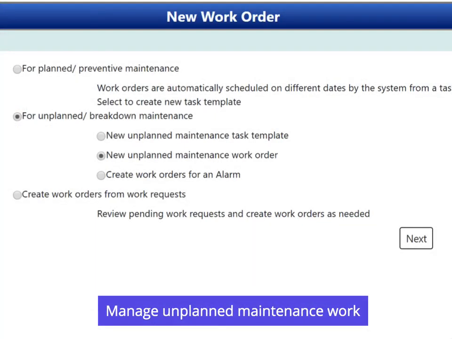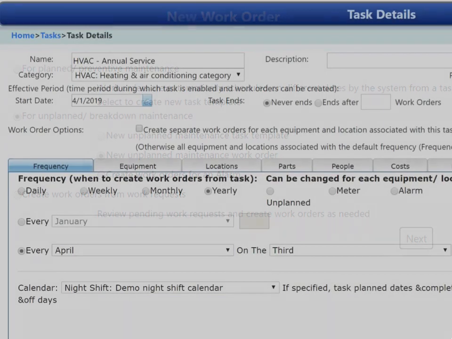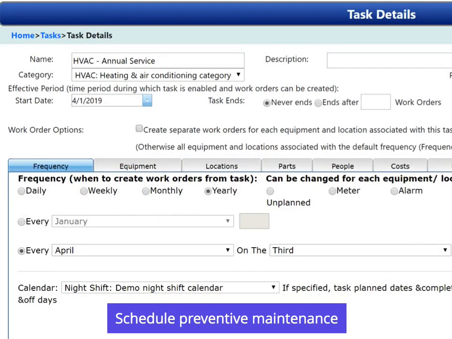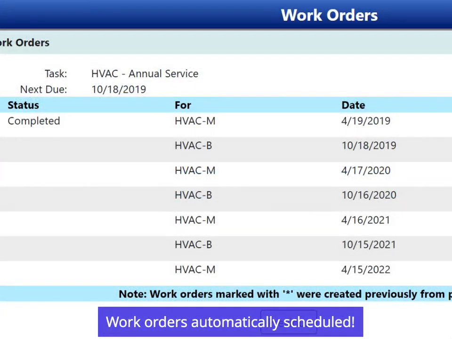Start creating and scheduling unplanned maintenance work orders. You can use the default or any other maintenance template, or create your own. Create your own planned maintenance task templates. Schedule maintenance weekly, monthly, yearly, by meter readings, alarms and more. FastMaint will now automatically schedule these planned work orders.